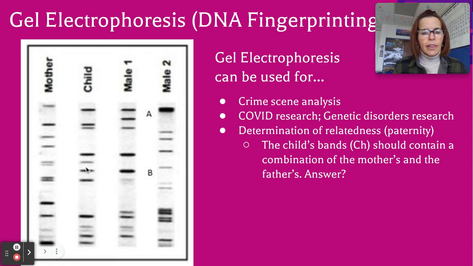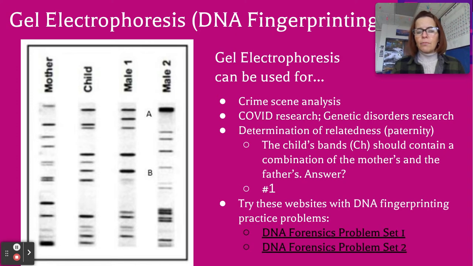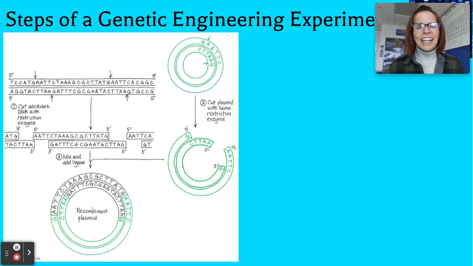This band here must have come from the mother. This band came from the dad. This band came from the mom, and so forth. You can see that the child is a conglomeration of the two, so male number 1 is the correct answer. Now, there are 2 websites that have actual DNA fingerprints, with little multiple choice questions, and I encourage you to try them. So go do that. All right, moving on.